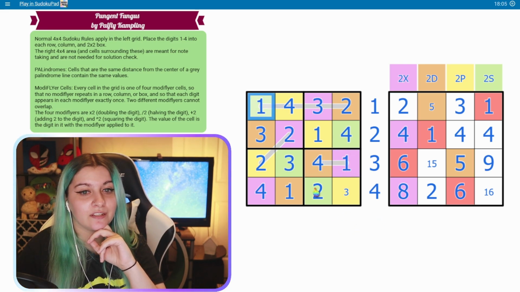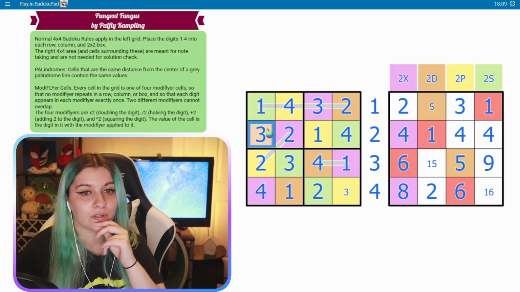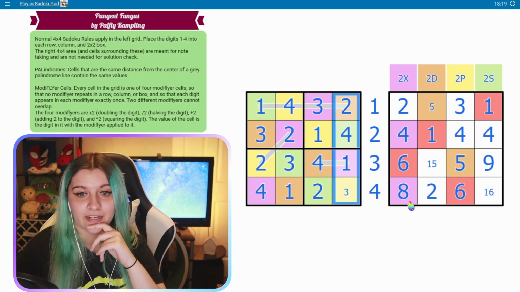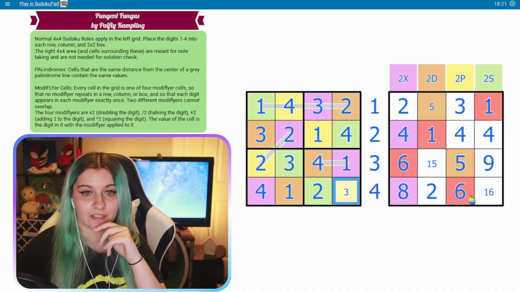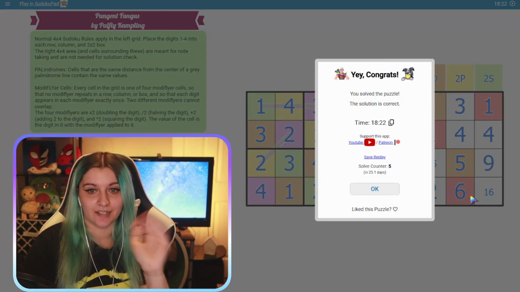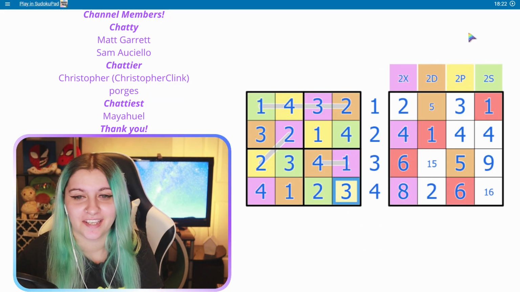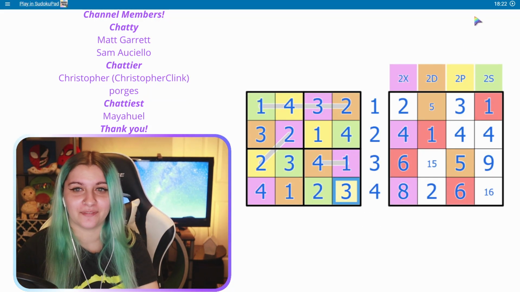I have a green 1, 2, 3, 4. I have a yellow 1, 2, 3, 4. I have a pink 1, 2, 3, 4. And an orange 1, 2, 3, 4. I've used one of each. And every column, every region, every row sounds good to me. I didn't end up finishing my note taking, but nice. Oh my gosh. That was a tricky one.